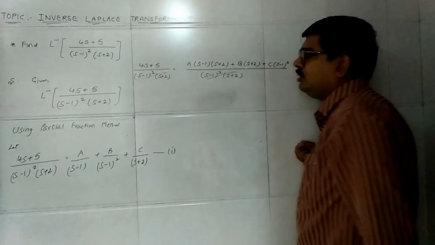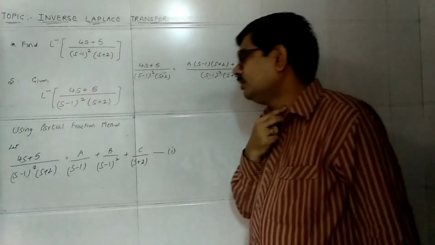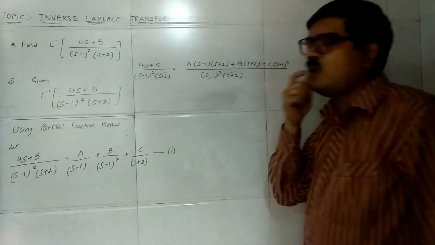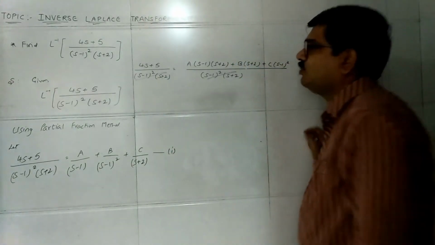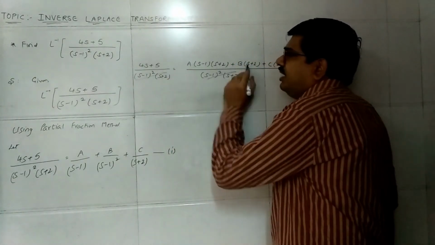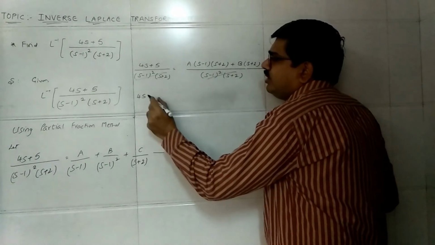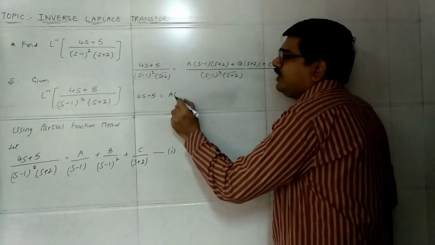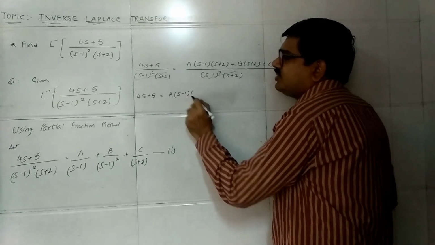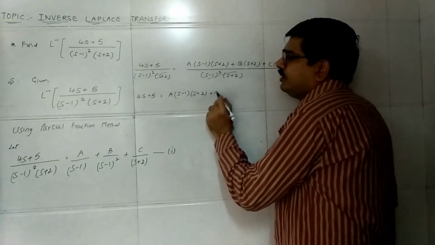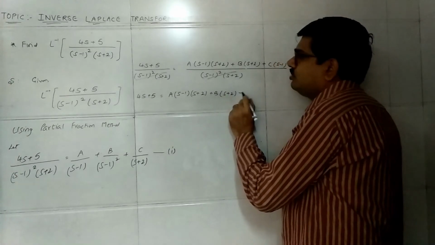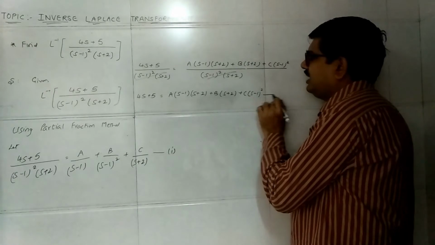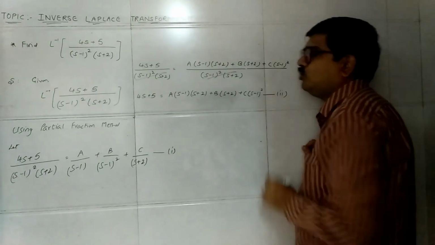Now, cancel these two denominators. Since both are same, cancel. And whatever is left in the numerator, now we should consider that 4s plus 5 is equal to a into s minus 1 into s plus 2 plus b into s plus 2 plus c into s minus 1 whole square. Now let this be equation number 2.